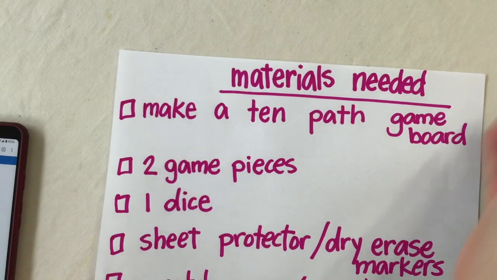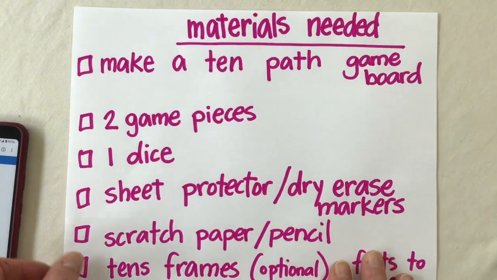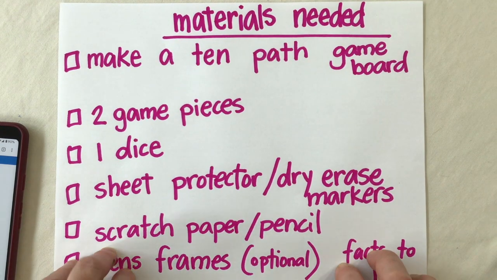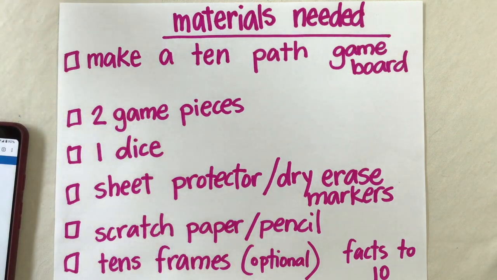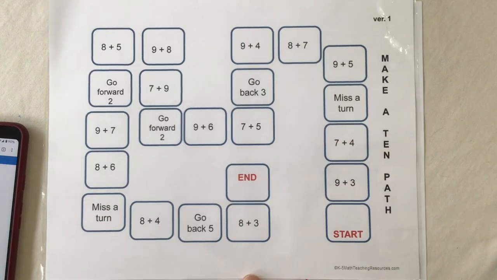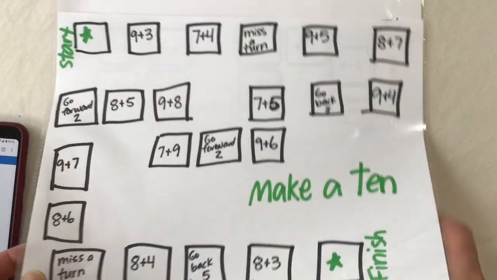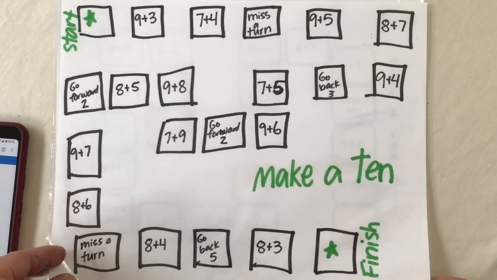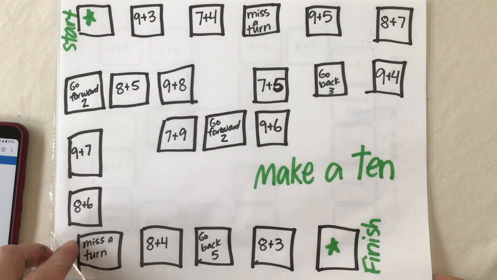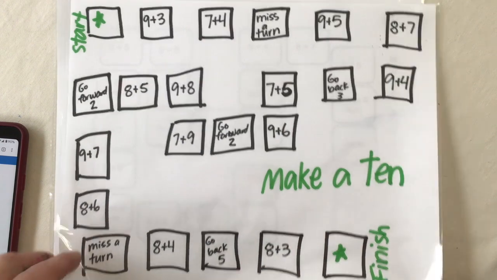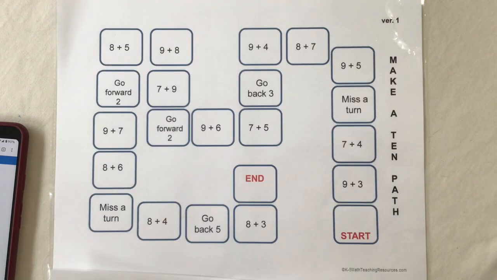The materials you're going to need are your make a 10 path game board. This game board is attached to the resources for today's lesson. It looks like this. But if you don't have a printer, you can just copy the game board and make your own squares. There are 22 squares and you can copy each of the problems from the game board.